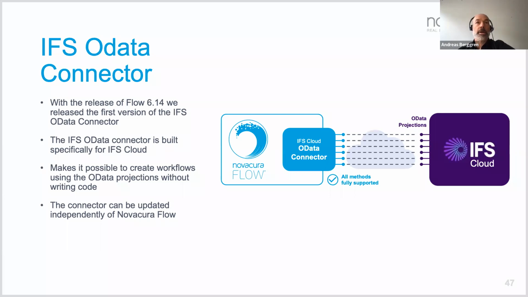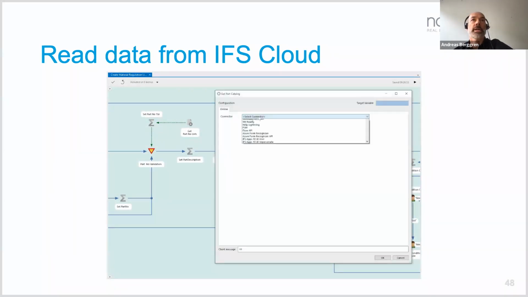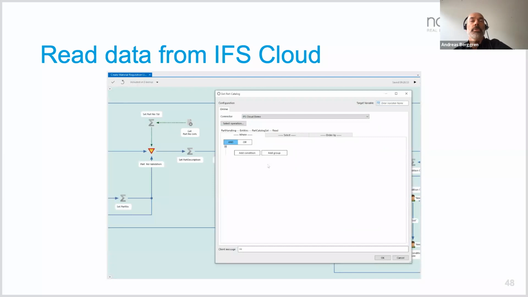We have a couple of small demos of how easy it is to configure a machine step with the IFS OData connector. The first one is reading data from IFS Cloud. So in this example, we will query the part catalog for a specific part. If we open up the get part catalog machine step, we will be able to select our cloud demo connector, and then we can just browse for the part catalog set, and we will choose the read operation in this case, since we want to read data.